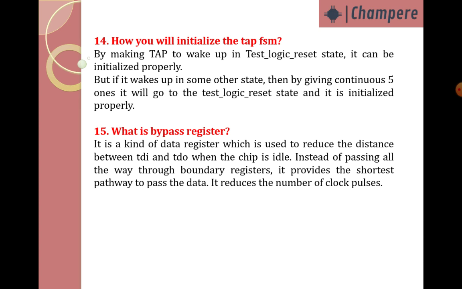What is the bypass register? It is a kind of data register which is used to reduce the distance between TDI and TDO, test data input and test data output. So if you want to reduce the distance, we use the bypass register, when the chip is idle. Instead of passing all the way through the boundary registers, it provides the shortest path to pass the data. It reduces the number of clock pulses. That is also one advantage of the bypass register.